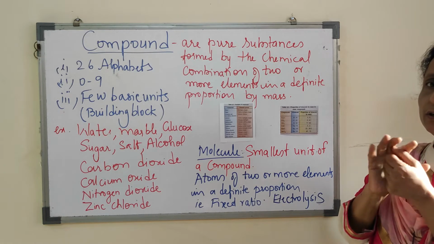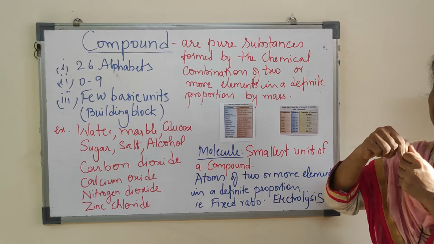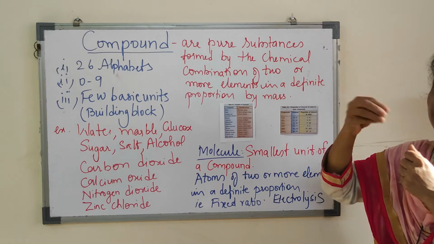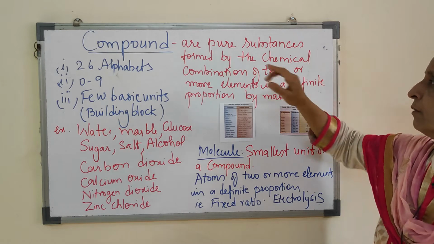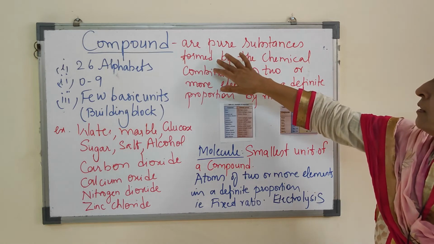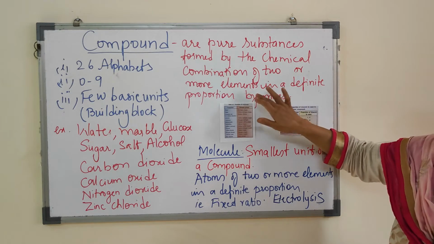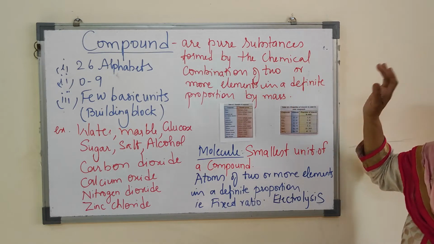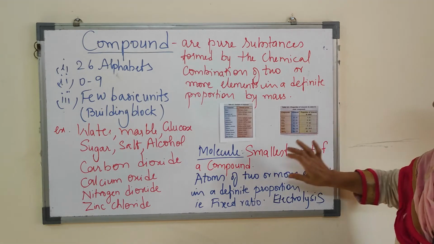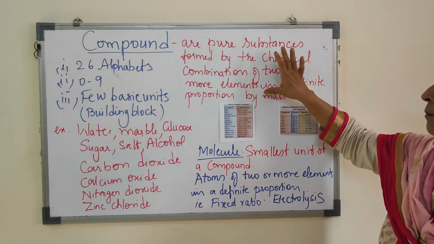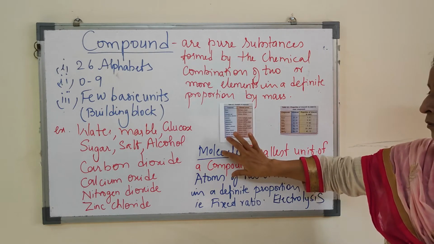Water, H2O, is one unit. But if you add salt, NaCl, then you have added impurities. Some other compound will make it impure. But that only one compound will be pure. Compounds are pure substances formed by the chemical combination of 2 or more elements in a definite proportion by mass. They combine to form a molecule. It's the smallest unit of a compound.